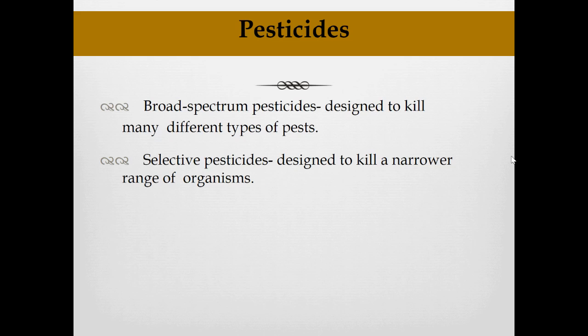Now, there are also two types of those insecticides, herbicides, and so on. We can see broad spectrum pesticides, which are designed to kill many different types of pests, or selective pesticides that are going to be designed to kill a much narrower range of organisms.